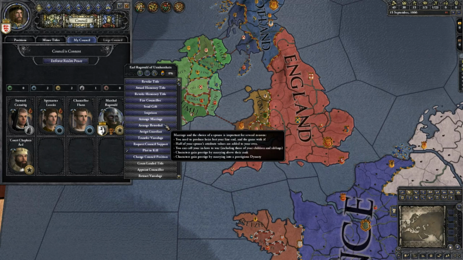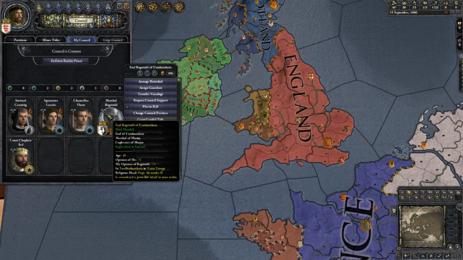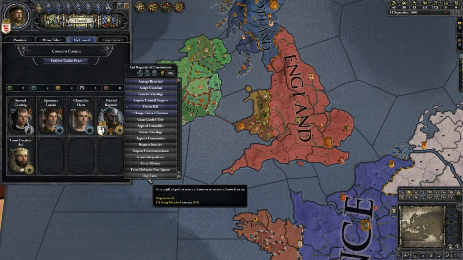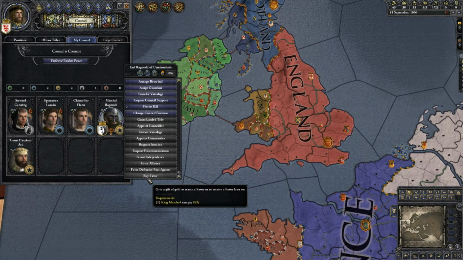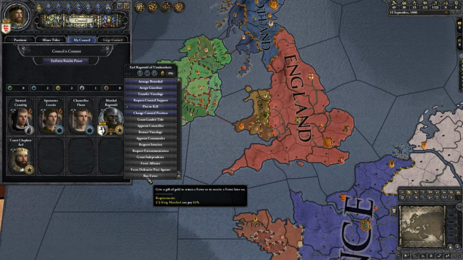One thing to keep in mind is that people with landed titles will cost more to buy a favor. You see here how this guy cost 83 when the only other guy cost 40? Yeah, he's more powerful, he costs more.